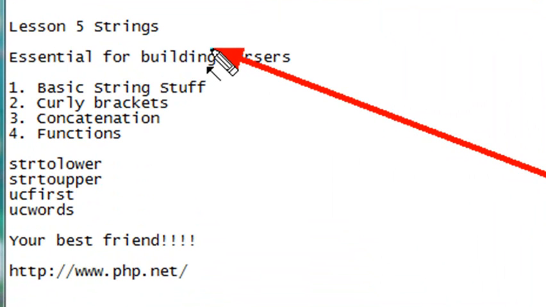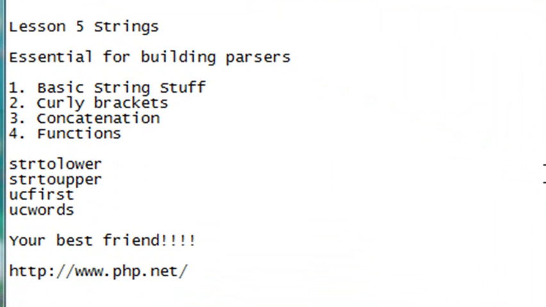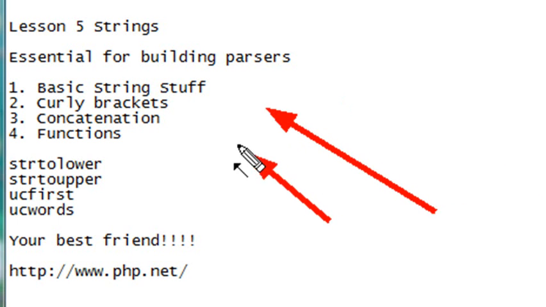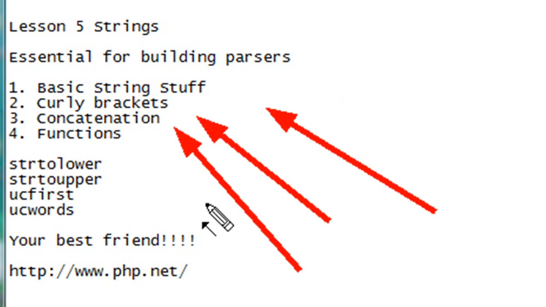We've already created string variables, but we're going to discuss why strings are so important, and that's for building parsers, for example. You may have some text, and you actually want to pull out a name or some mathematical quantities that you need to do calculations on, and you need to build parsers to do that. And you'll use strings and string methods to do that. Today we're going to discuss some basic string stuff, the use of curly brackets, concatenation, and string functions.